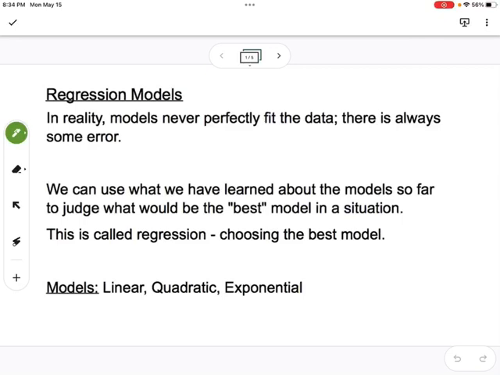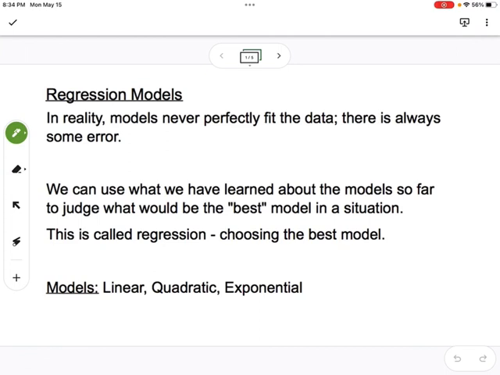So like we've been discussing, we have our linear, quadratic, and exponential models. And now we're going to put this all together to think about real life situations. So in reality, models never perfectly fit the data. There is always some error.